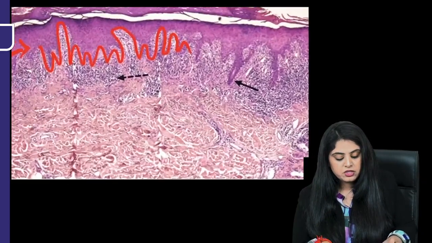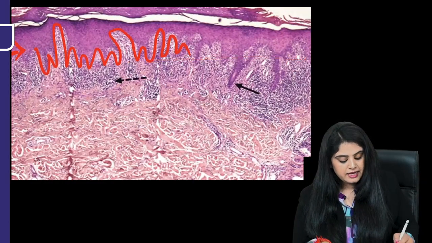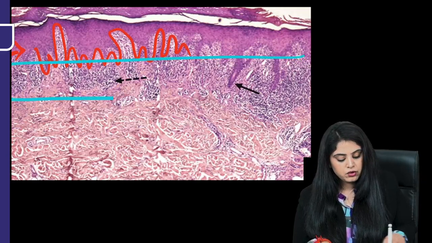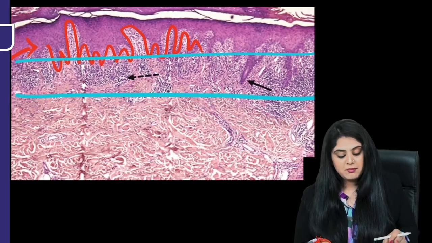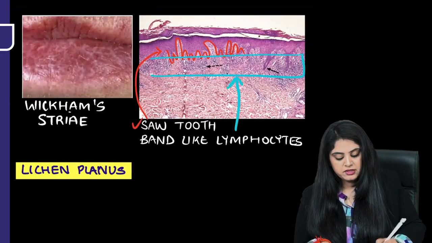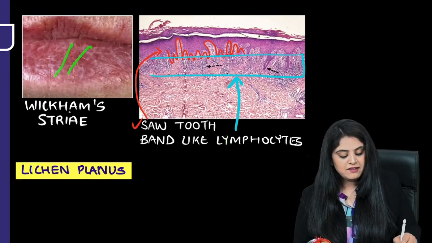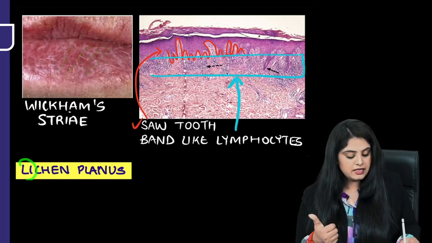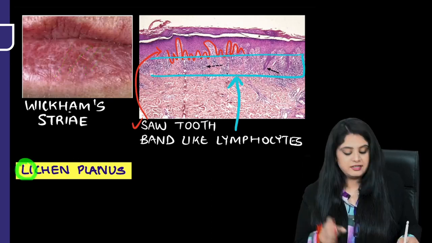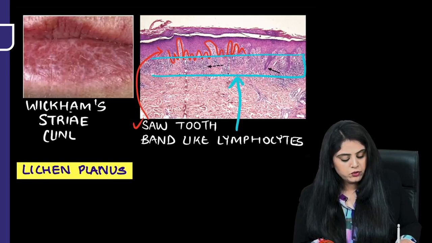And secondly, you will appreciate there is a blue color band, an entire blue color band of cells that are present. So those are going to be band-like lymphocytes. That appearance is band-like. So lichen planus shows you lymphocytes, and it shows you these lines. I've learnt it as lines. So lichen mein kya dikhega? There are going to be lymphocytes and lines. That is Wickham's striae. I hope you've got the mnemonic right.